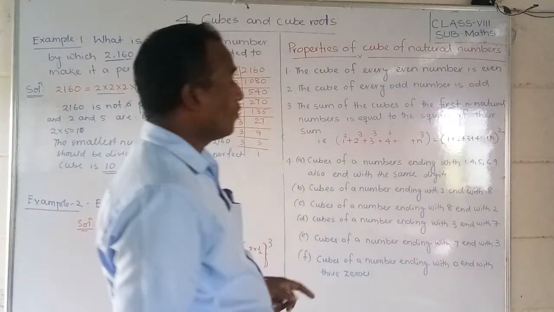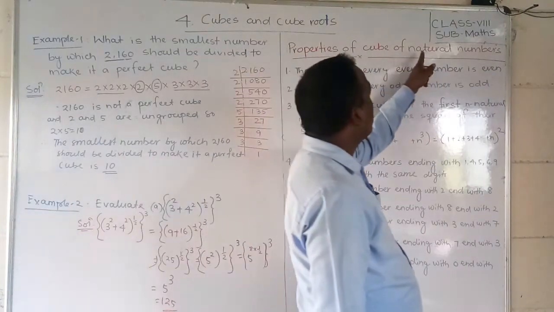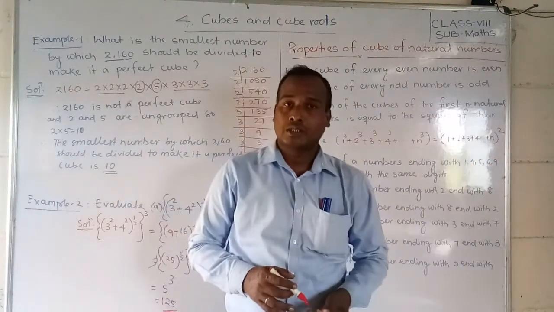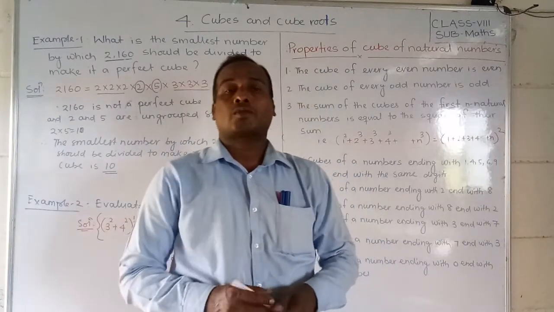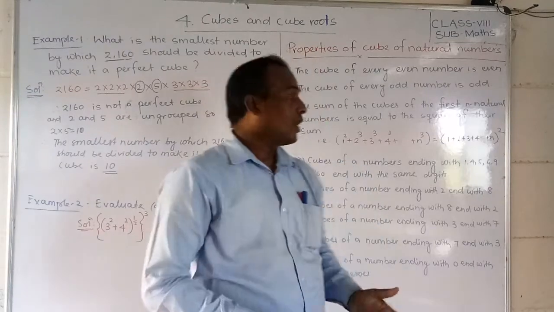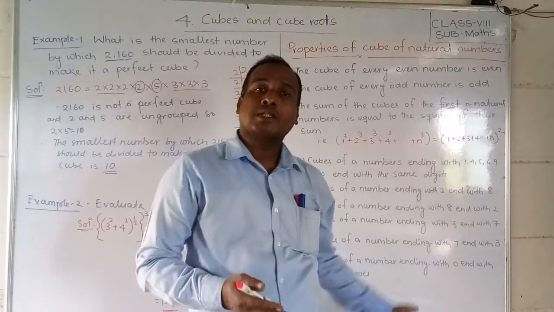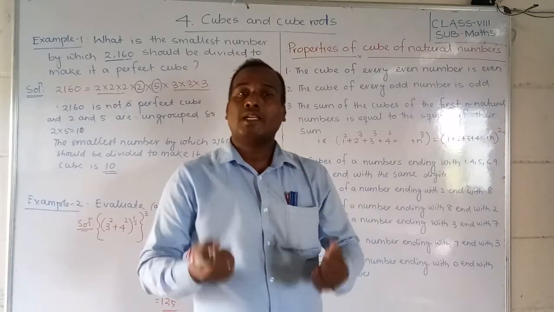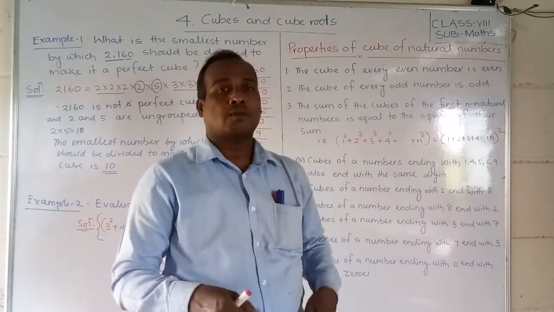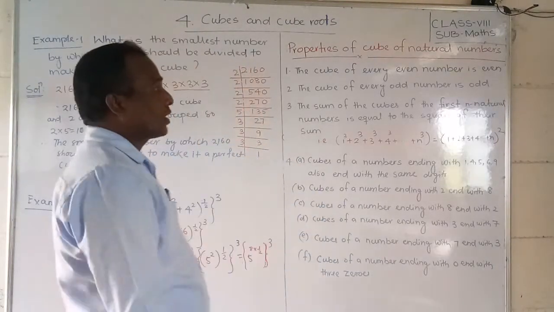So next we will go for the properties of a cube of a natural number. Same as, students, how you have studied the properties of square numbers. Same as that, we have to study the properties of cube numbers. If you remember these, then it is very easy to solve and apply the problems. So these properties you can apply while solving the problems.